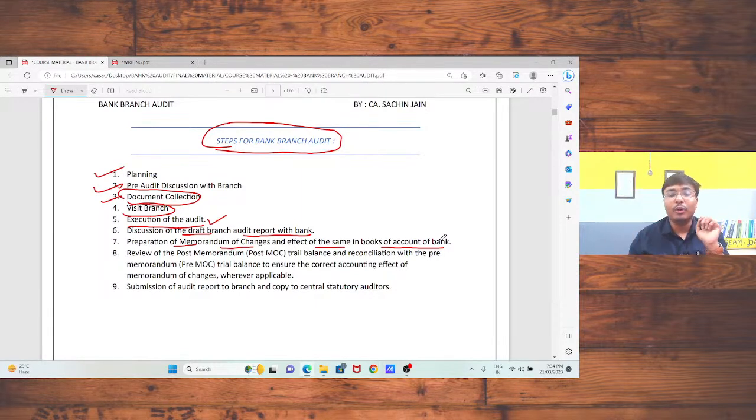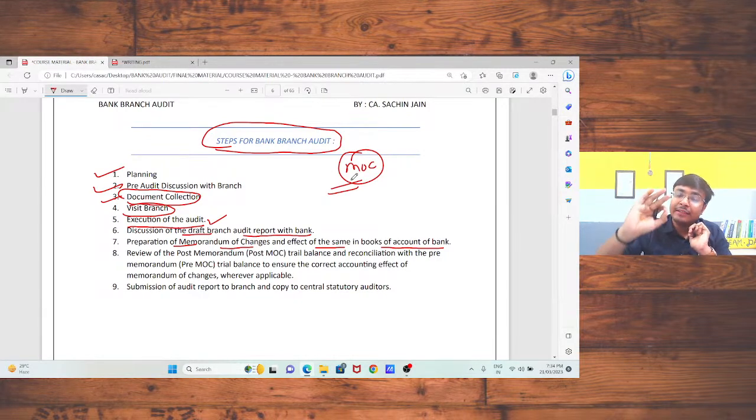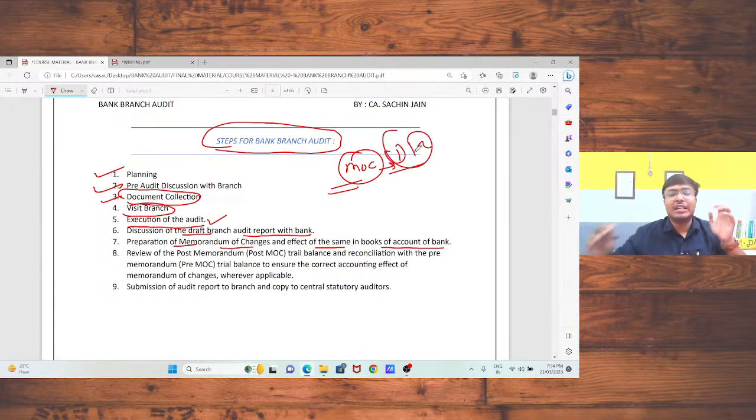If you are going for an MOC, in that case, you should check each and everything. You should check the effect of that MOC on the financial statement of that bank, that you are not doing something wrong. This is also your responsibility. If you require one time, two times, you should check the effect of that MOC on the financial statement of that particular bank. Okay, sir.